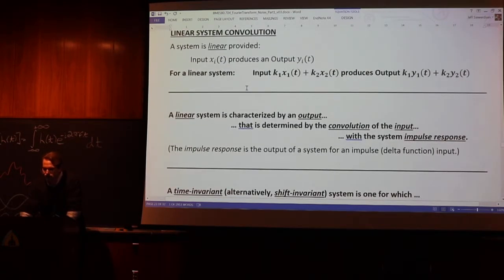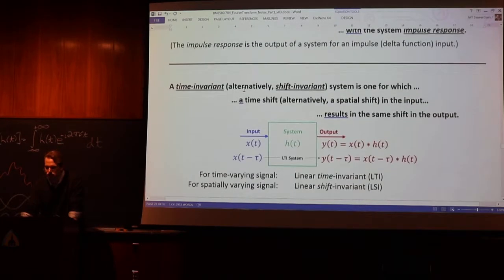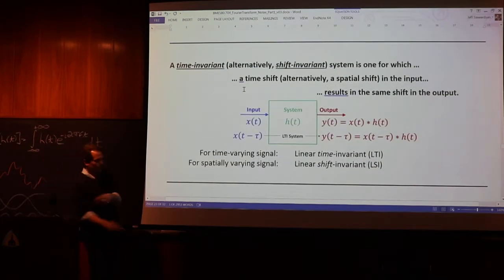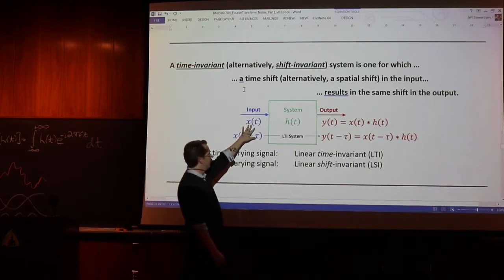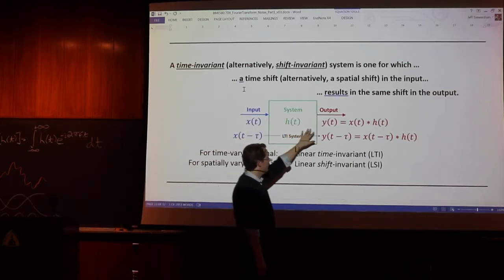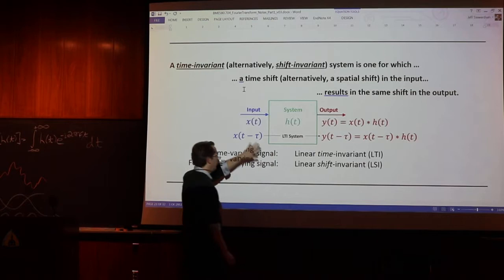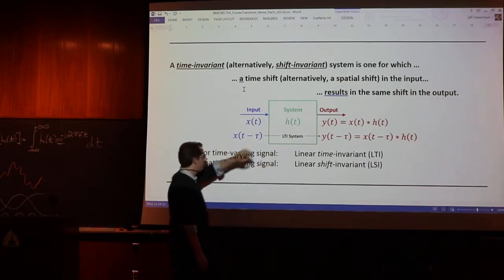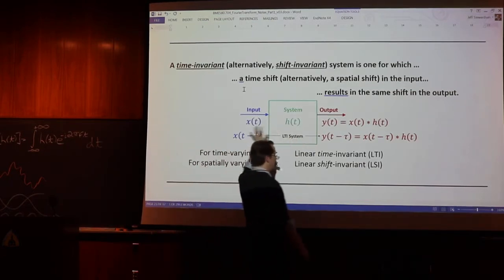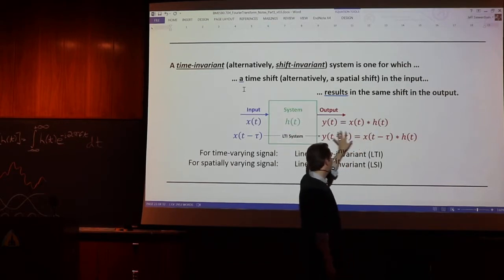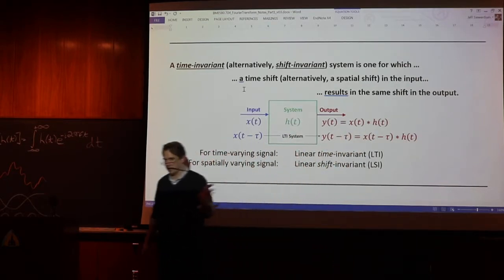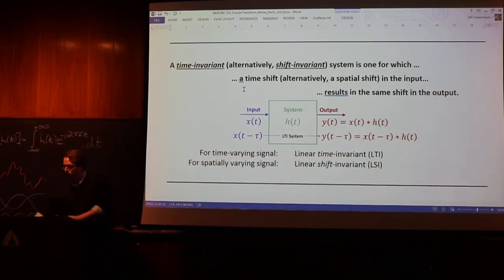Let's see here. So let's talk about linear systems, okay? They are defined in ways which I think you already know. And so I'm just going to skip through, but here it is. Input to a system, impulse response function, and output. A linear time invariant, or linear shift invariant system, means that if I shift the input, then I just shift the output by the same amount. That's all that means. Okay?